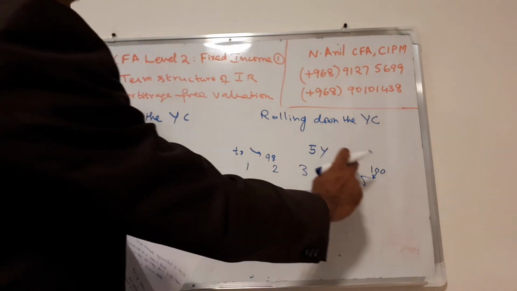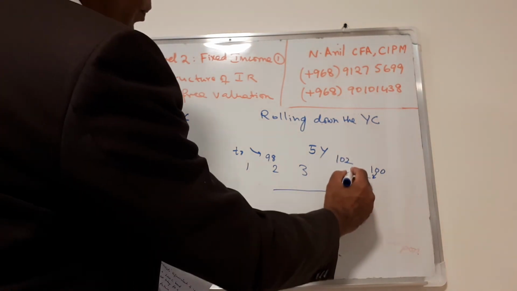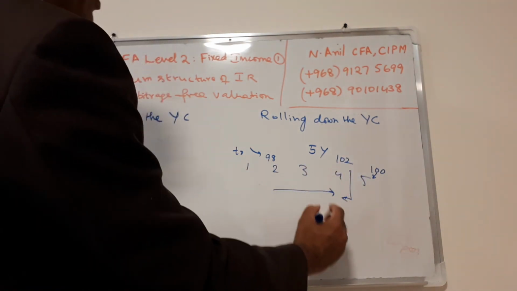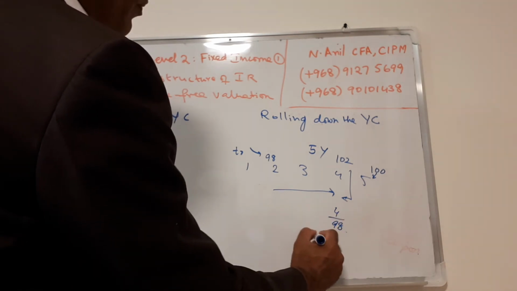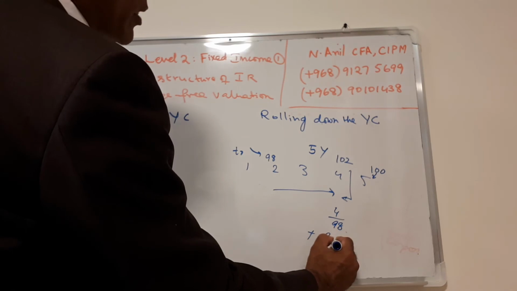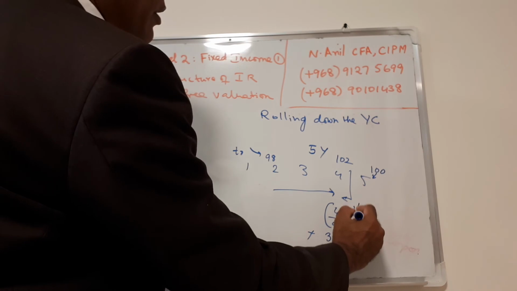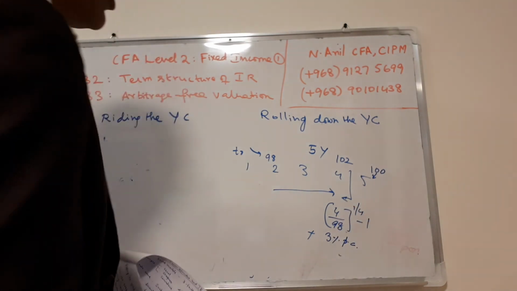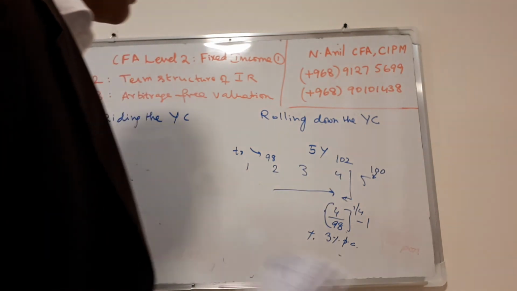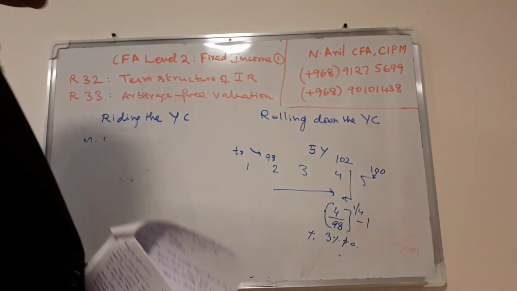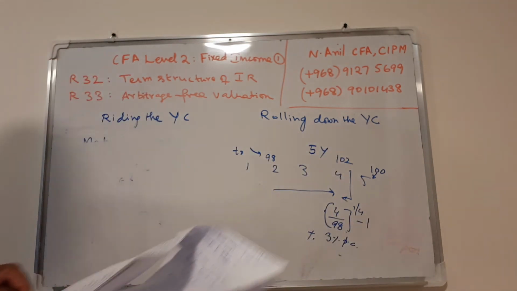So you don't wait till the 5th year. You can sell at 102. So there is a $4 gain over 98, plus the coupon. Say, for example, the coupon is 3% per annum, over a period of 4 years. So this is the total return. This is capital gain plus coupon. So you can actually make a high return. This is called rolling down the yield curve.